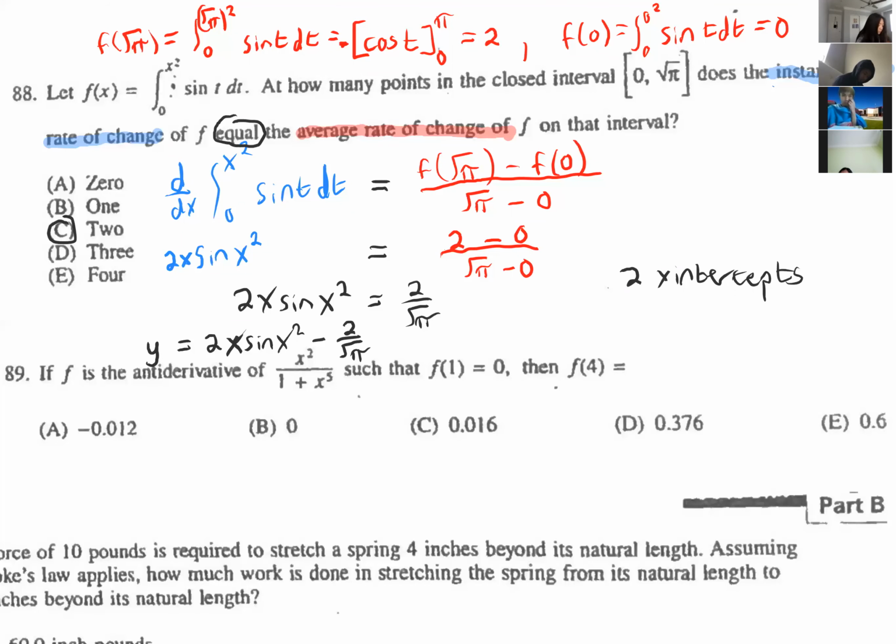All right, so any questions on number 88? Everyone hopefully was able to see that there were two x-intercepts.